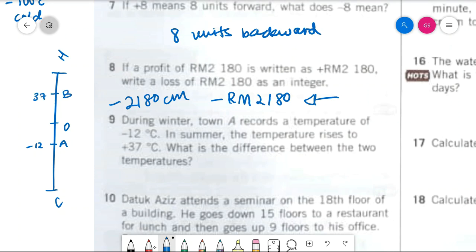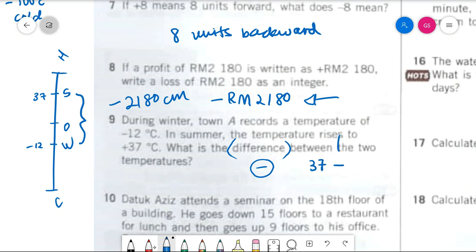So this is summer and winter. We will need to find the difference. Difference is here. So when you see the word difference, don't need to think so much. What symbol do they want you to use? Minus symbol. And when they ask for difference, what is the rule? Big number minus small number, or small number minus big number? Definitely big number minus small number. So we'll do it: 37, which is the big number.